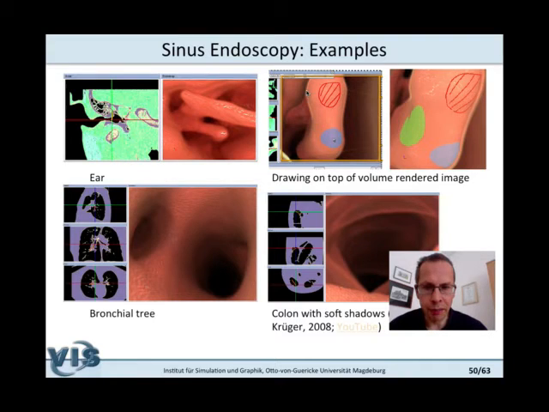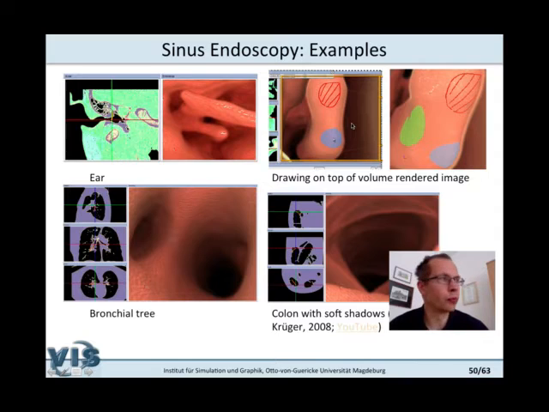Some more examples of using the sinus endoscopy tool. Here we see indeed these drawing functions, this annotation that is possible. Freehand drawings on top of the nasal cavities. These are indeed examples where our cooperating physicians said that that is useful, that we can in this way annotate endoscopic views. Here we have employed the same system for inner ear surgery.